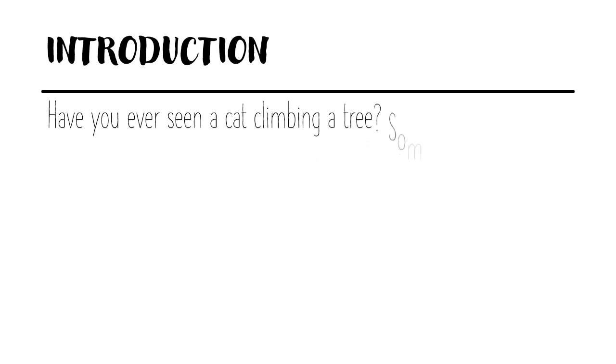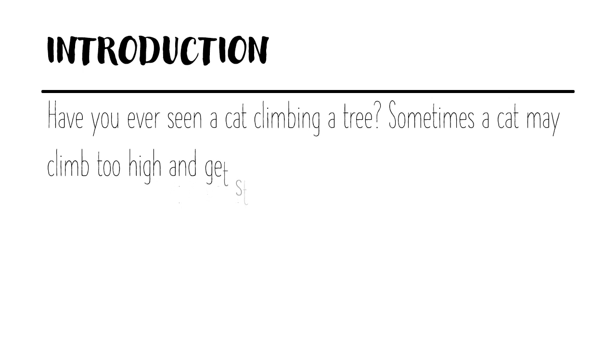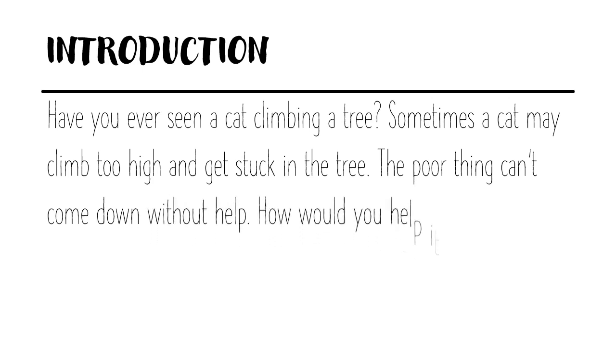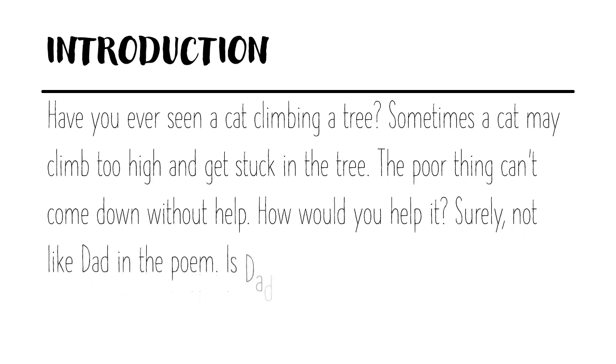Introduction. As I have told you, the title of the poem is saying the dad and the cat and the tree. So with the title, I can help you guess what the poem is all about. Have you ever seen a cat climbing a tree? I have seen it many times. Did you see it? Sometimes a cat may climb too high and get stuck in the tree. Many times I have seen cats stuck on the tree. The poor thing can't come down without help.